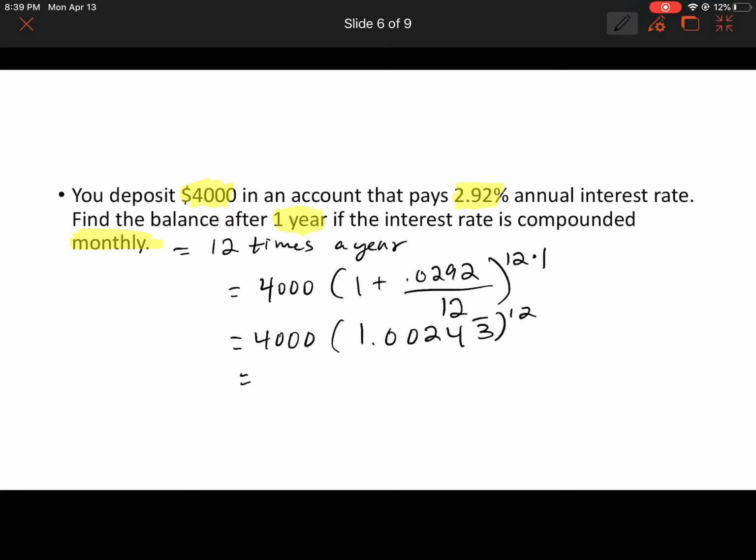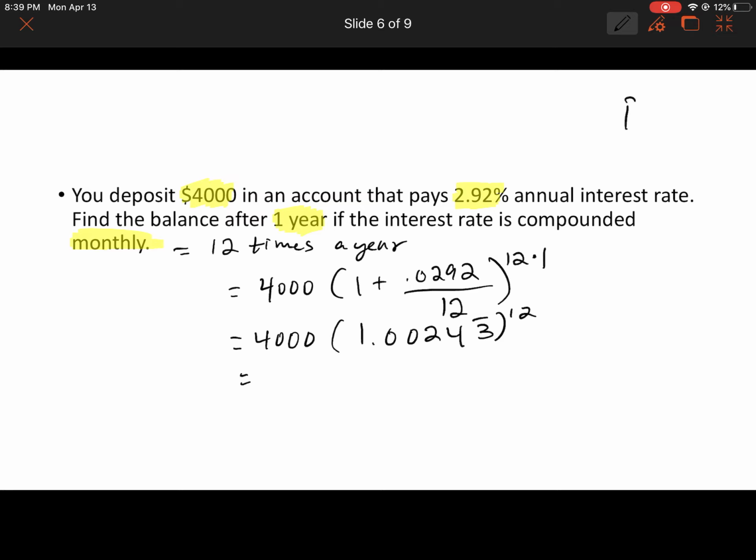Okay. So first we want to do the exponent. Make sure that you raise to the power of 12. And then we're going to multiply times the 4,000. You might think, oh, why am I doing this backwards? I'm not really doing this backwards. I'm just doing the operations in the right order.